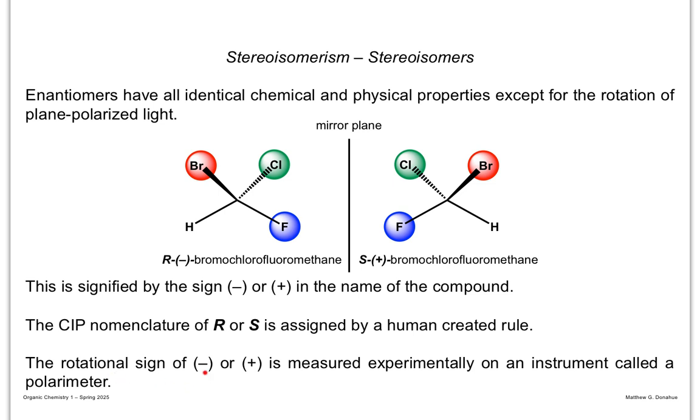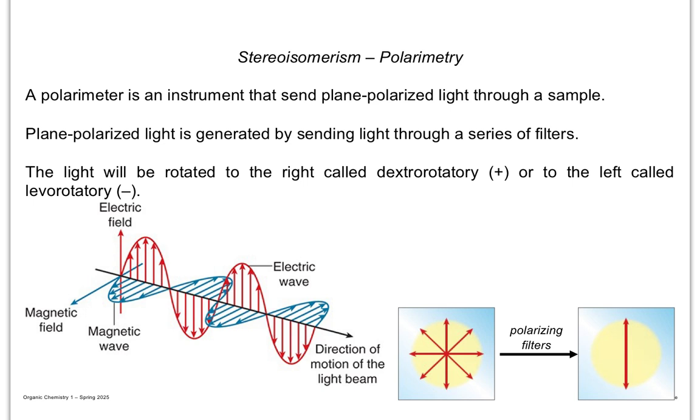So the rotational sign, negative or positive, is measured using a polarimeter. And this will be a crash course in what that is. The light that's coming out of the ceiling here is white light. So it has all these other wavelengths in it, right? Like if you put a prism up, it can be separated into different wavelengths. So a polarimeter is using a specific wavelength of light.